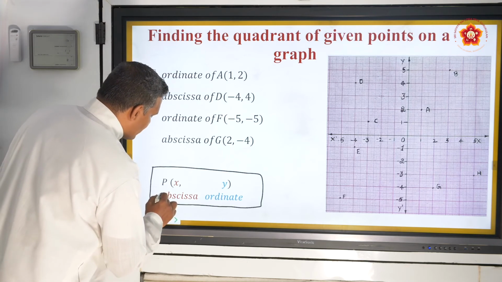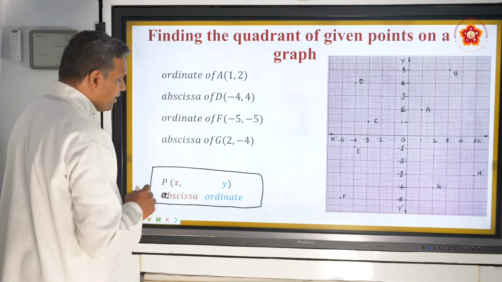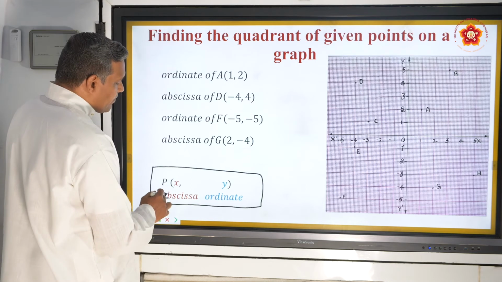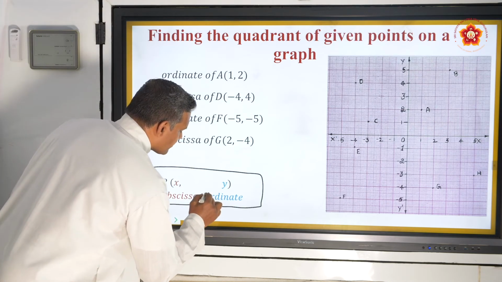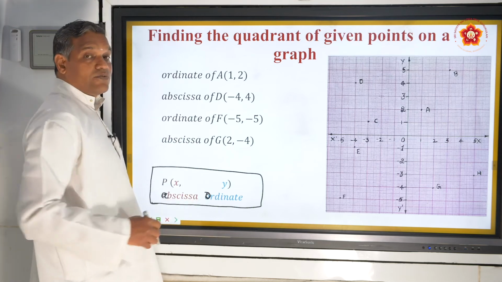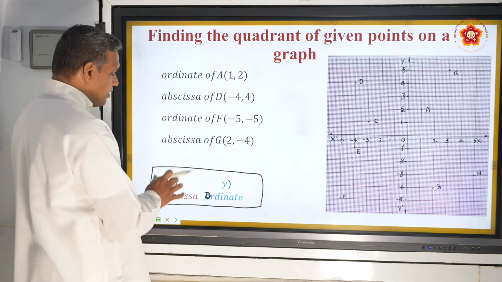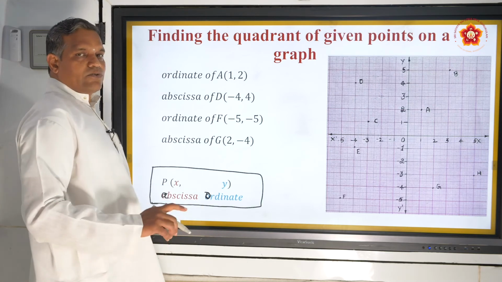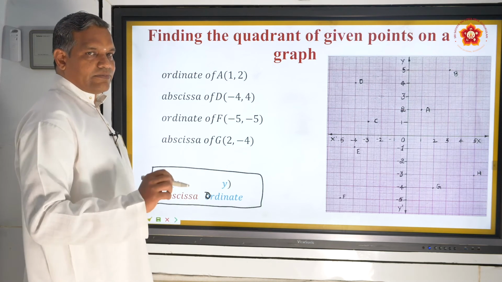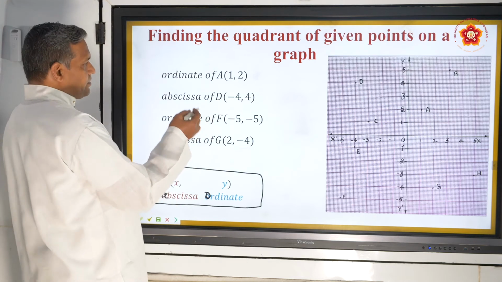So, this is abscissa starting with A. Abscissa, A starting with alphabet A. So, it always goes with x-axis. Ordinate starts with the alphabet O, always goes with the y-axis. So, starting with x-axis, that is abscissa, and other one is ordinate. So, very easy to remember. Now, few questions.